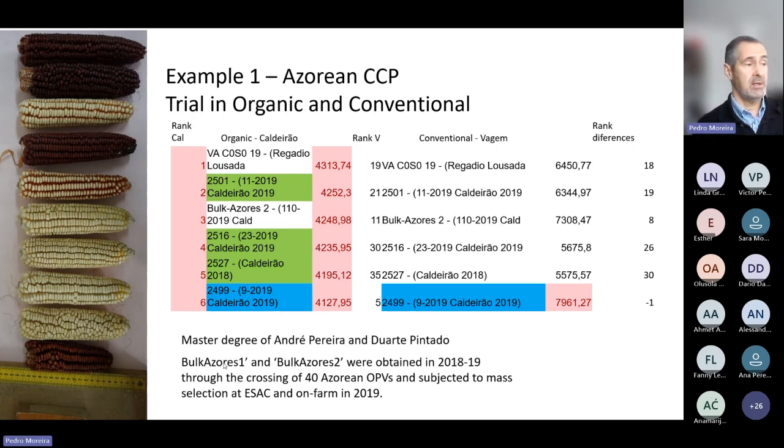And we built this bulk, bulk 1 and bulk 2, by the crossing of the 40 Azorean OPVs that were then subjected to mass selection.